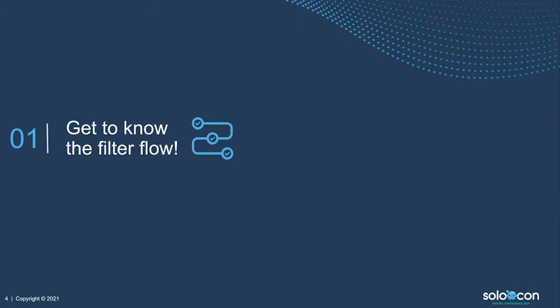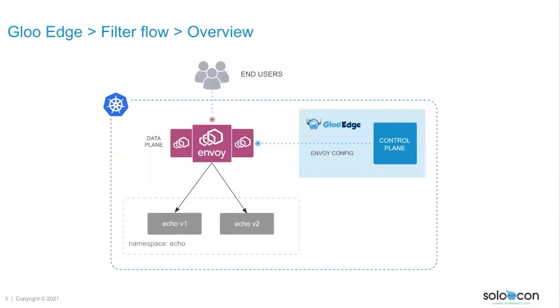In this part, we'll speak about the filters in Gloo Edge, and more specifically, how they are organized and how they chain together. So first, a quick reminder about Gloo Edge. As you know, Gloo Edge acts as the control plane that will push Envoy configuration to the data plane, which is, of course, the Envoy Proxy. So clients' requests will go through the Envoy Proxy and its filters before reaching any upstream server.